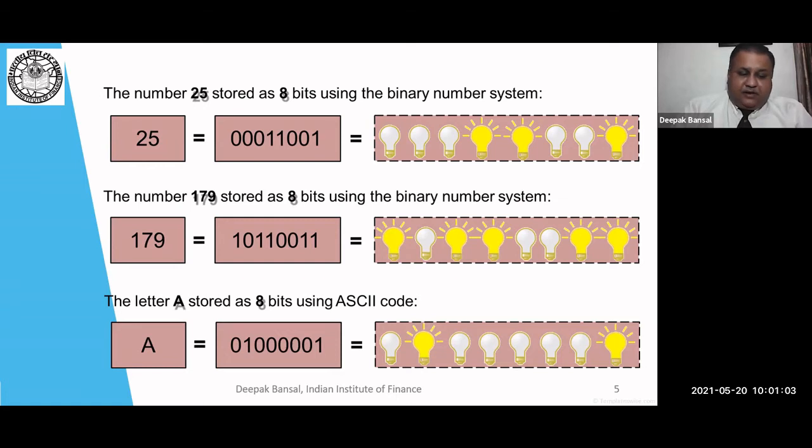Similarly, if I look at 179, it is stored in an 8-bit computer. When 179 is converted into its binary equivalent, it is 10110011, and this is how it will be stored inside the computer, which means on, off, on, on, off, off, on, on. And these strings will be taken together, and then the computation inside the computer takes place.